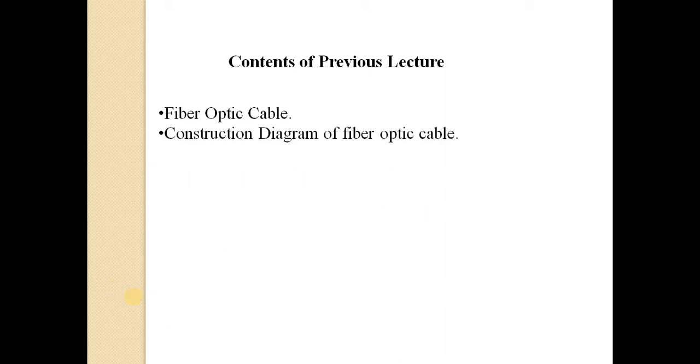Next point is the construction diagram of fiber optic cable. There are mainly 5 points in a fiber optic cable. First is a core, second is a cladding, third is a coating, fourth is strengthening material or strengthening fiber, and last is a cable jacket. Core is a physical medium that transports the optical data signals. Means core is used to transfer the data from an attached light source to a receiving device.